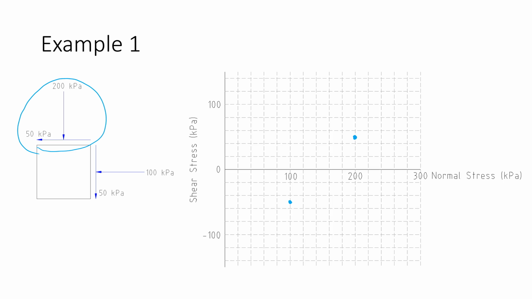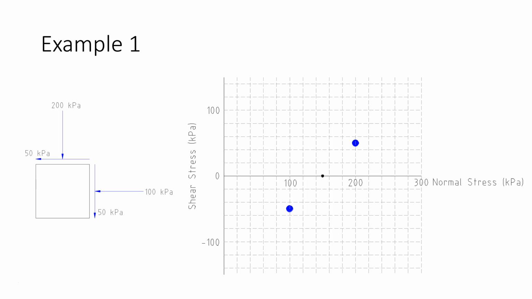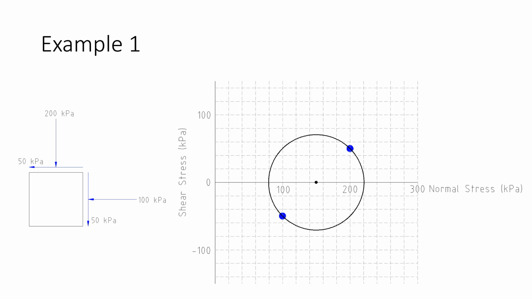I can also find the center point of the circle. The center point of the circle is going to be the average of the two normal stresses acting on orthogonal planes, and so that would put me at a point of 150. If I draw those in with my CAD program, I have those points shown here, and then using a compass, I can draw in the circle. So I have that shown here.